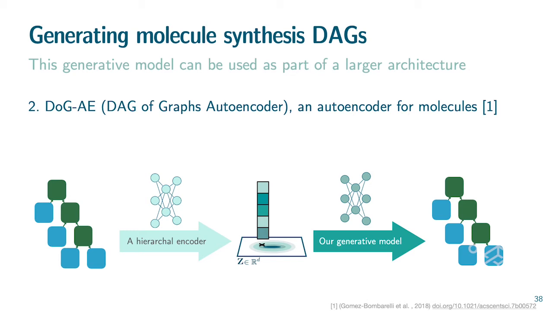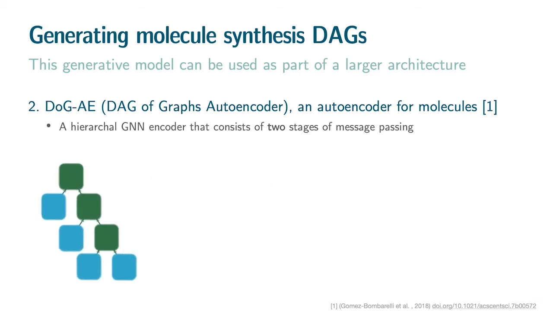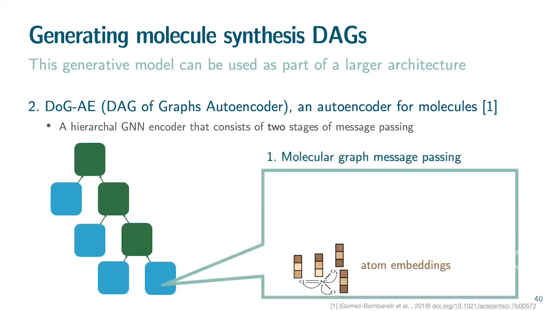The second model variant we developed is called DOGAE for DAG of Graphs autoencoder, where we use our DAG generator as the decoder in an autoencoder structure. For this model, we also develop an encoder, which given a DAG of graphs, parameterizes a distribution over latent space. This encoder is based around a hierarchical graph neural network that performs two stages of message passing.